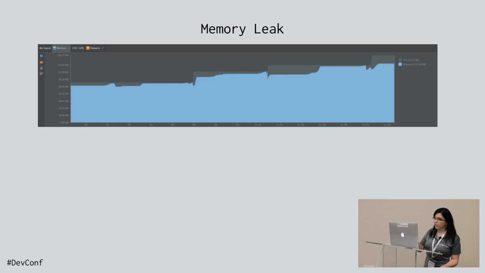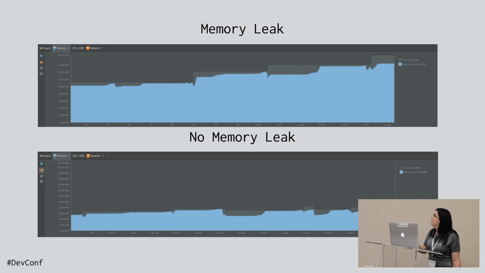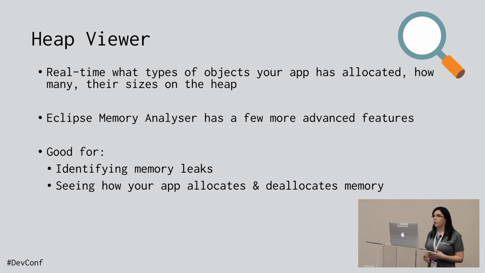Okay, this is just a graph showing you what a memory leak might look like in Android Monitor. You can see the memory is always increasing. It's never able to reclaim the memory. And then after the memory leak fix, we could see that it was able to reclaim memory and actually continue processing. So the next tool to look at is heap viewer.